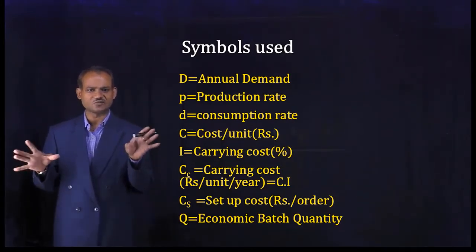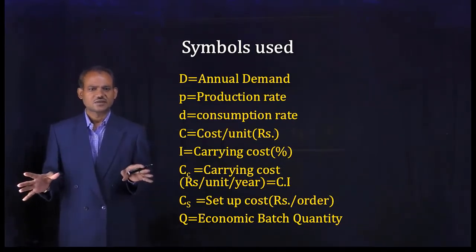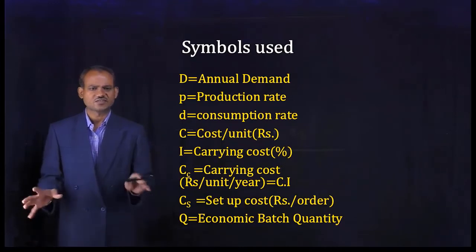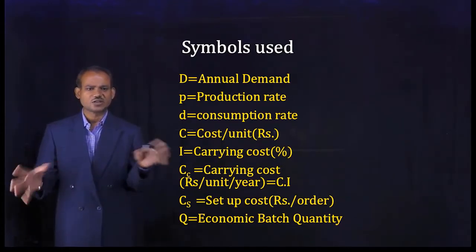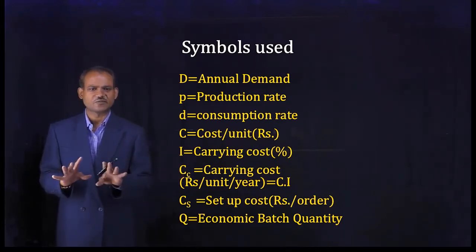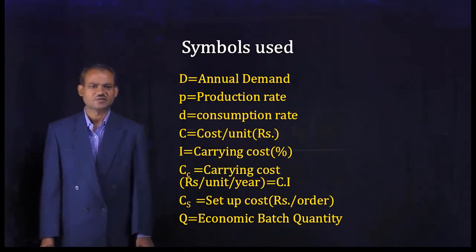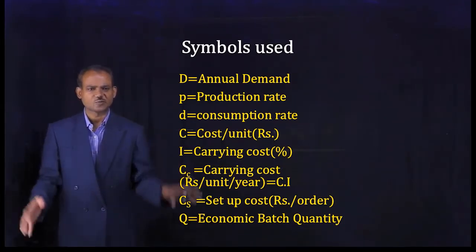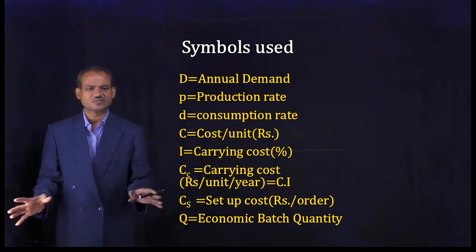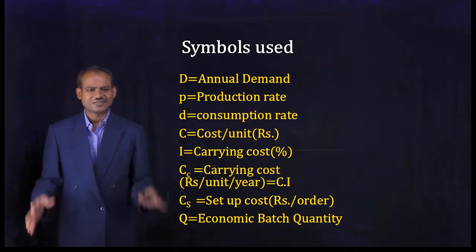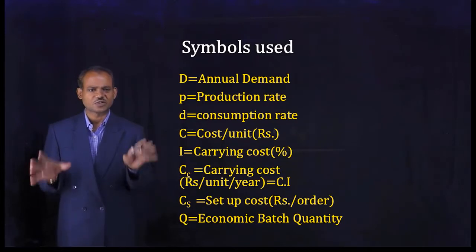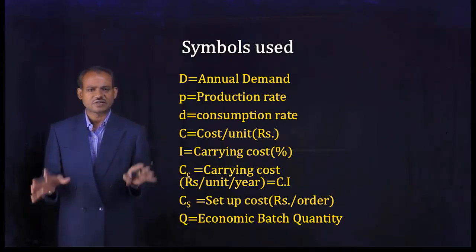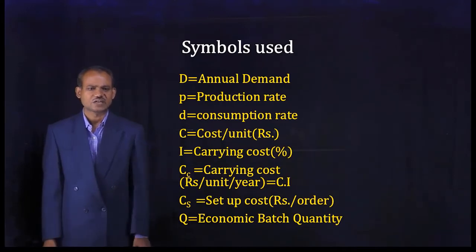What is the difference between capital D and small d? Capital D means, must and should, demand should be represented per year, whereas in the case of small d, demand per unit of time. The unit of time may be days, months, or weeks. This is the difference. Consumption rate. Next symbol capital C means cost per unit, represented in rupees. I value is the carrying cost represented as a percentage, and CC is the carrying cost, expressed as rupees per unit per year. Also, C multiplied by I gives CC. CC is equal to C into I. Always you can remember this formula.